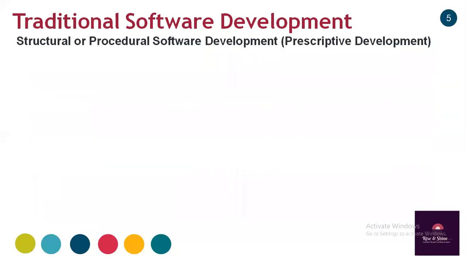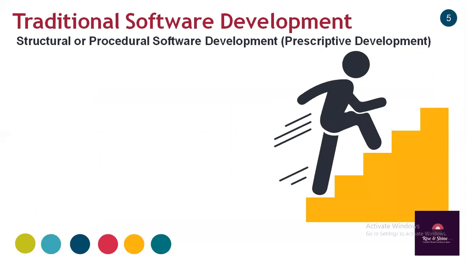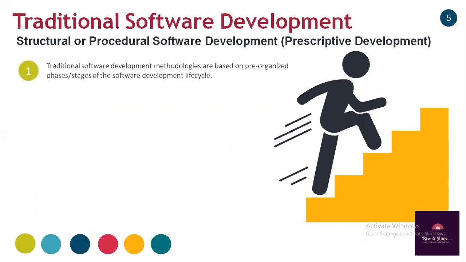Next, we are going to see traditional software development, sometimes called structural or procedural software development, or prescriptive software development, the prescriptive model. Step by step we are moving. The traditional software development methodologies are based on pre-organized stages of the software development life cycle. That is, we are going step by step, and the steps are already decided. What is the next step? So we are moving step by step.